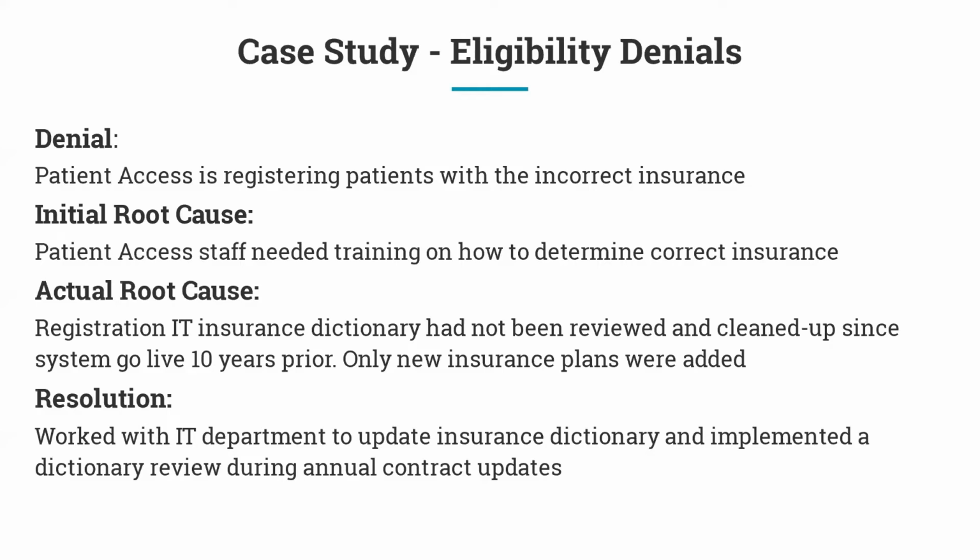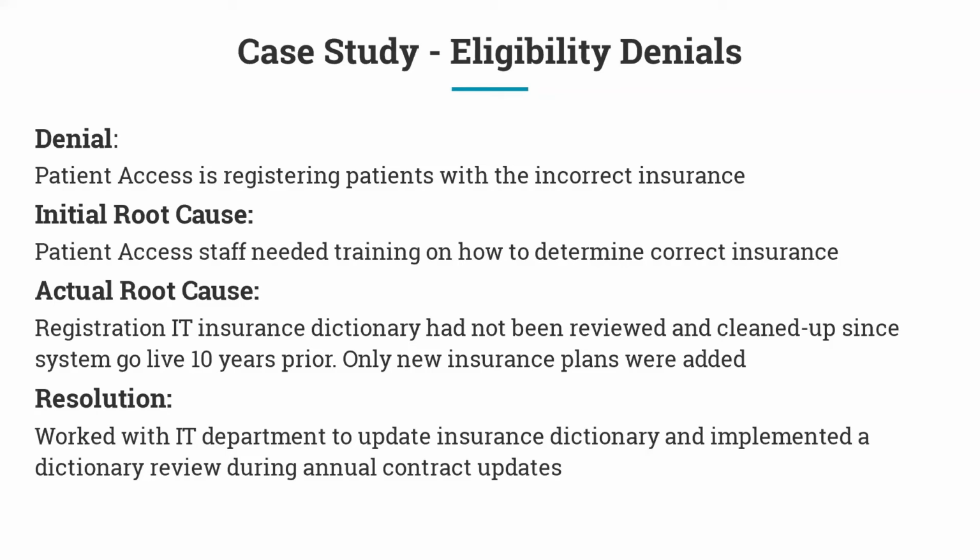Only new insurance plans were added. So what that meant was the registration folks might have had to pick out of 12, 15, 20 different insurances, not knowing which one to pick, and oftentimes just defaulted to the first one. So they put a plan together, and it took a lot of work. It worked with the IT department and the billing department and Patient Access, and they went through and cleaned up that dictionary. I think it took about 3 or 4 months to do that. And then they went live with it. In addition to going live with it, they implemented an annual insurance dictionary review. So when the contracts were updated, and Blue Cross might update differently than United, whenever those contracts changed, they took a look at the dictionary to see if anything needed to be removed or added.